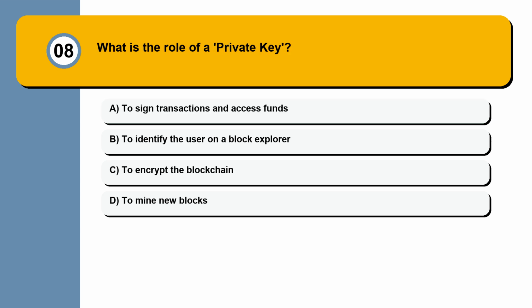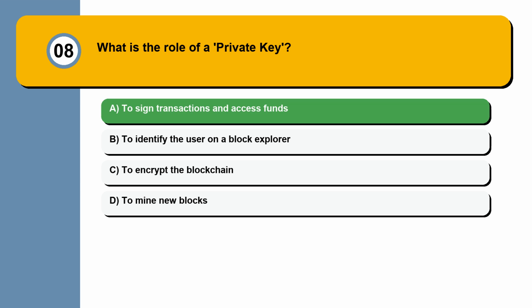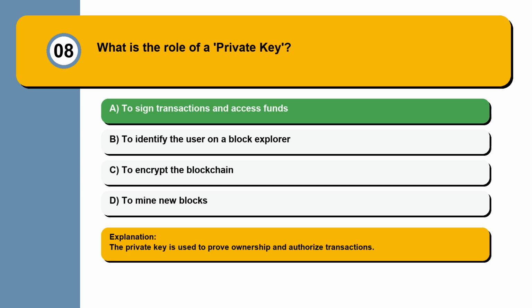Question 8. What is the role of a private key? To sign transactions and access funds. To identify the user on a block explorer. To encrypt the blockchain. To mine new blocks. The private key is used to prove ownership and authorize transactions.